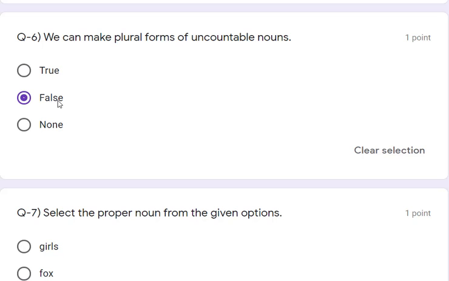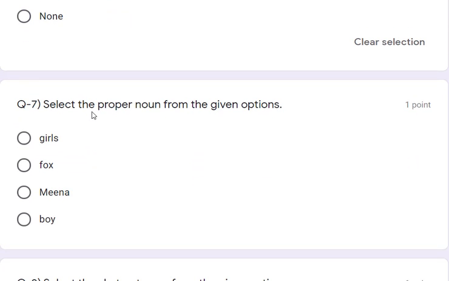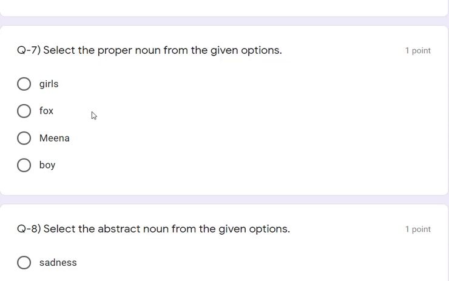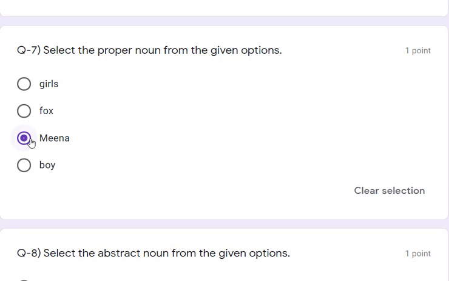Let's see question 7. Select the proper noun from the given option. What we need to do? We need to select the proper noun. So, girl, fox, Meena and boy. Proper noun is always written with a capital letter. And Meena is a person's name. So, Meena is the correct answer.